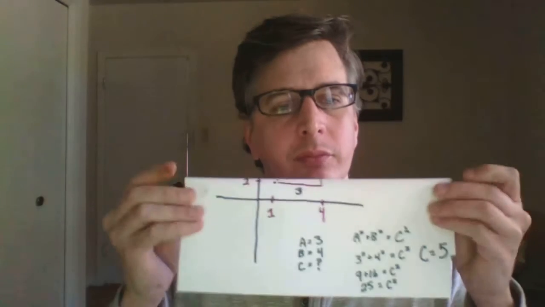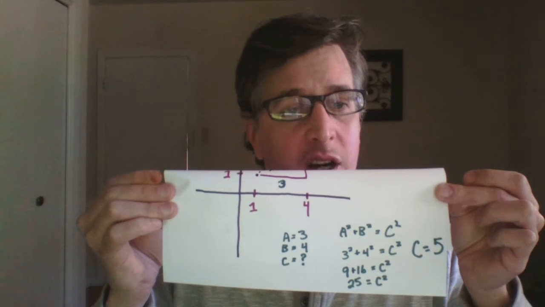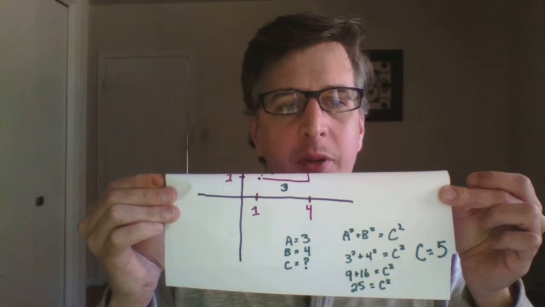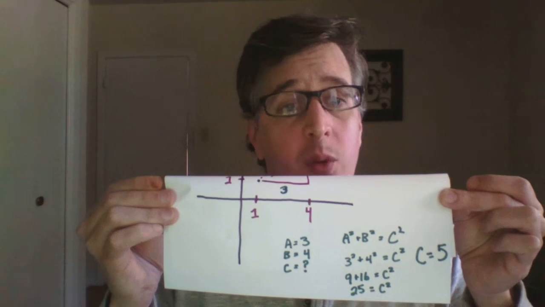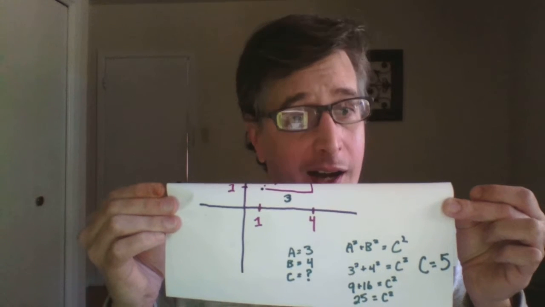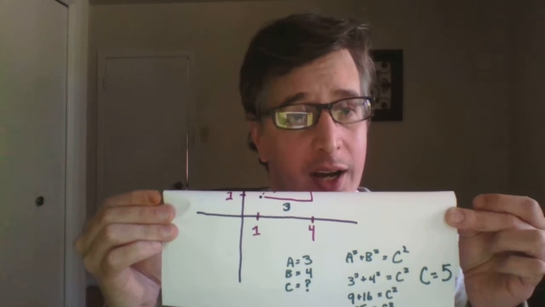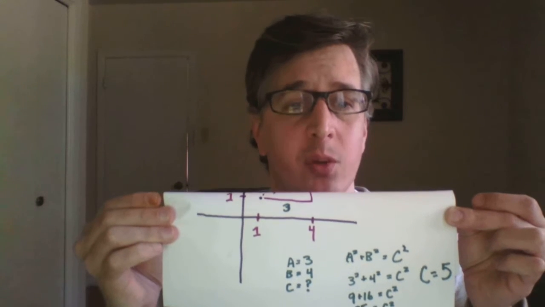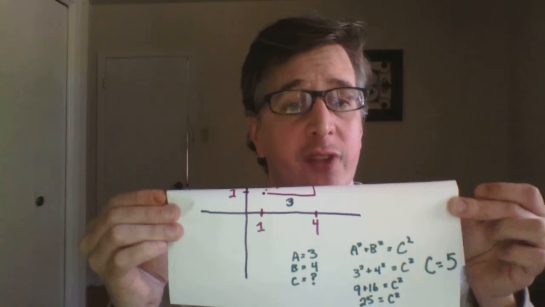So, a equals 3, b equals 4, c is our unknown. And then we just use the simple formula, a squared plus b squared equals c squared. We get 3 squared plus 4 squared equals c squared. Then we get 9 plus 16 equals c squared. That's 25. And then we know that c squared equals 25. So we take the square root and find out that it's 5.